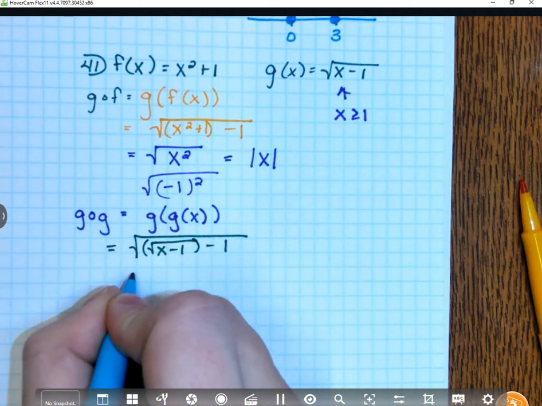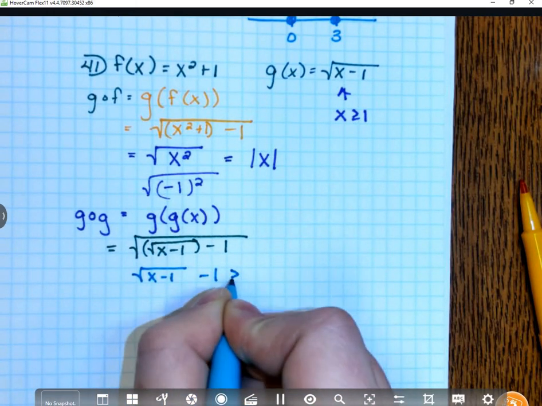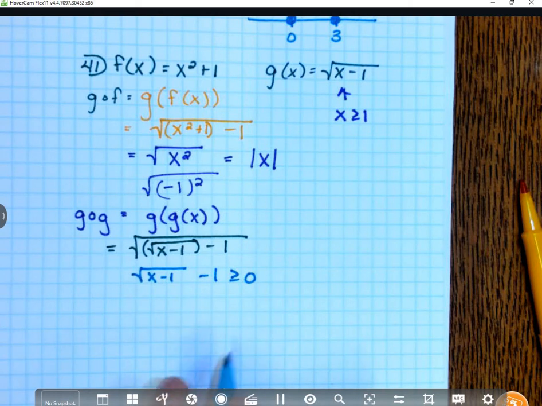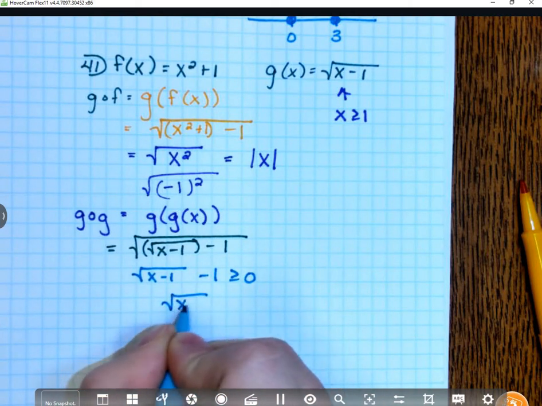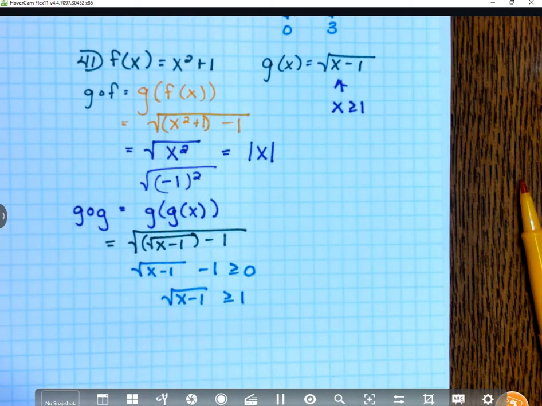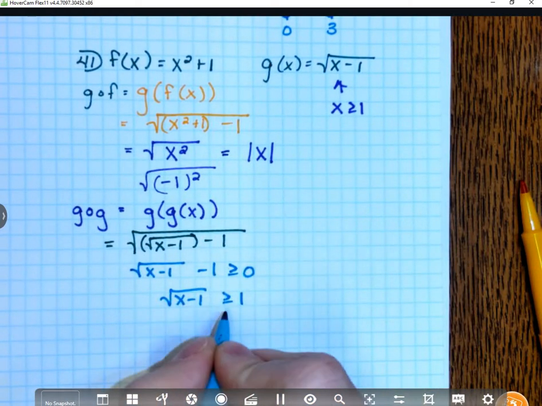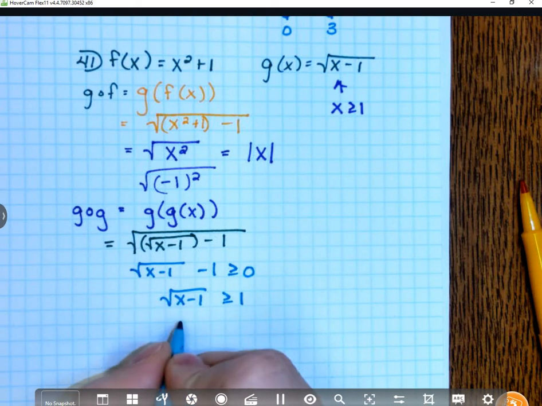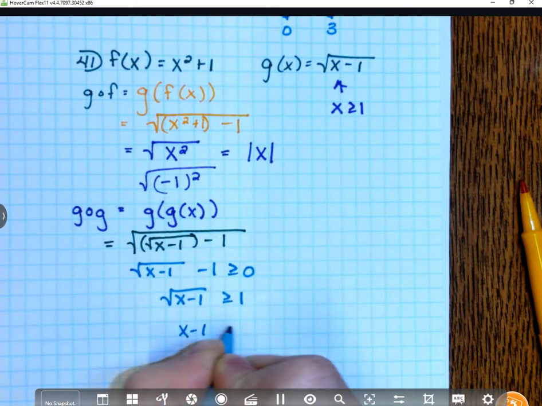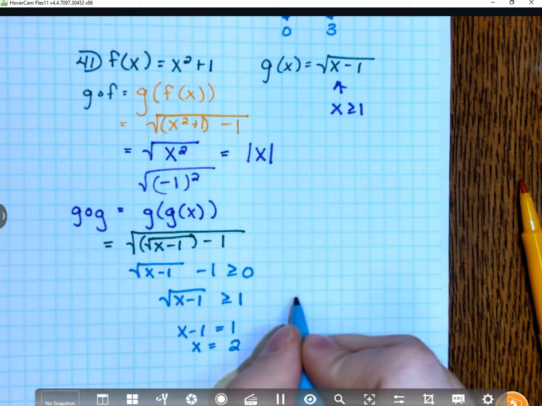You would say x minus 1 has to be greater than or equal to 0. And then you would say the square root of x minus 1 has to be greater than or equal to 1. So far, so good. And square both sides, and we're going to have to just think about how the values work out. We would have x minus 1 and 1, then I would have x and 2.